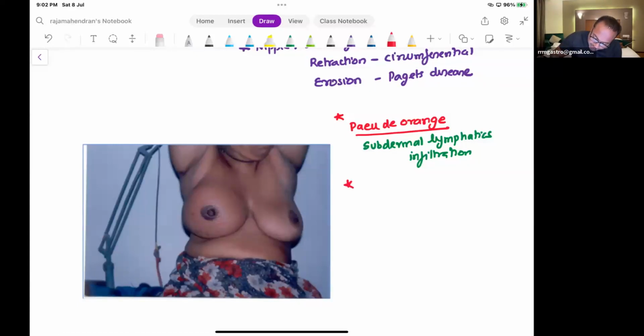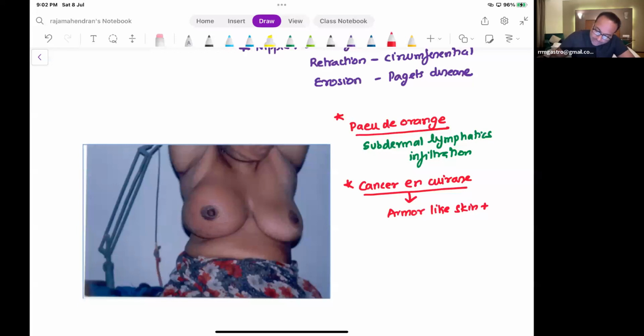And cancer en cuirasse, what is it? It is a diffuse skin involvement like an armor. You know what is armor, no? Those who are fighting in the war, they'll be putting armor like skin. It is there, picture is there in Bailey. Armor like skin. It is diffuse involvement of skin. That is known as cancer en cuirasse. You have to look for that.